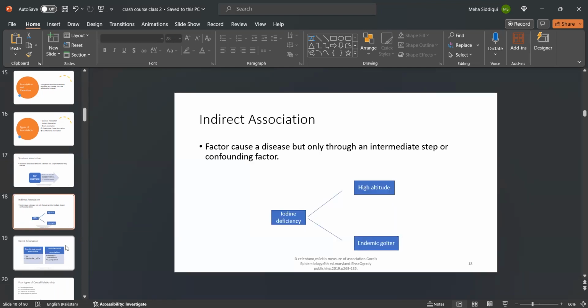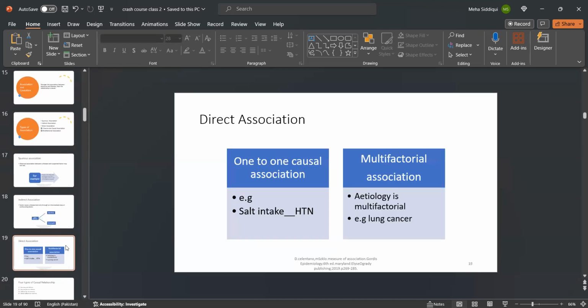Then comes indirect association, that is, a factor causes a disease, but only through an intermediate step or confounding factor. So there is an intermediate step or confounding factor in this type of association. Then comes direct association, which is further classified into one-to-one causal association.